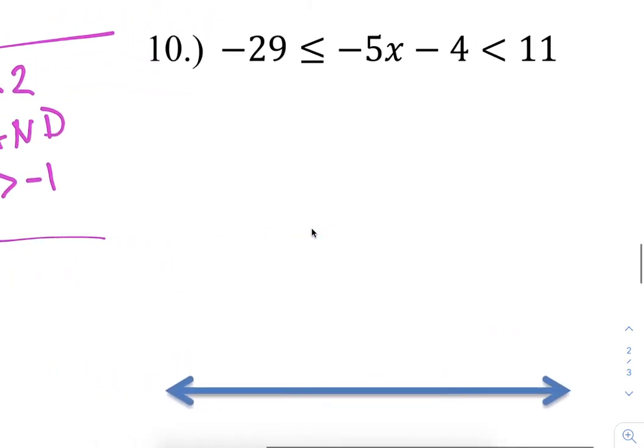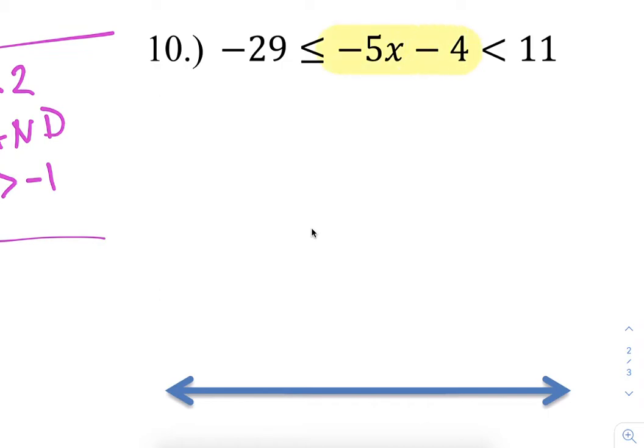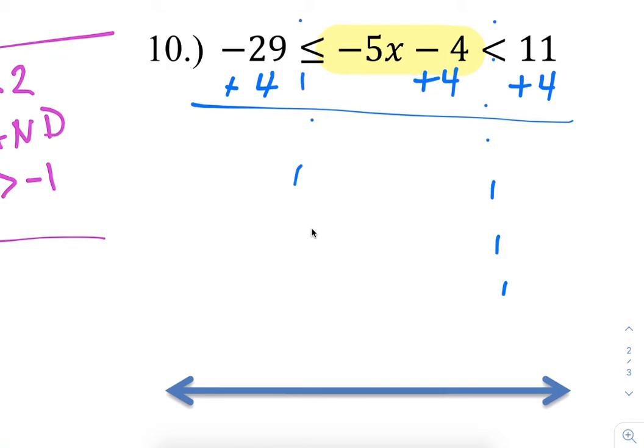Let's look at number 10. We are trying to get that x by itself. X is in the middle, so I'm going to eliminate the single, that's the 4, by adding 4. What I do to one side, I do to all my sides because we have little dash lines in here. The 4's eliminate. I keep my -5x. I am adding, so I'm not changing my symbols. -29 plus 4 is a -25. 11 plus 4 is a 15.